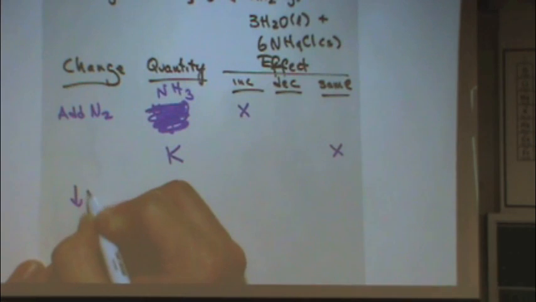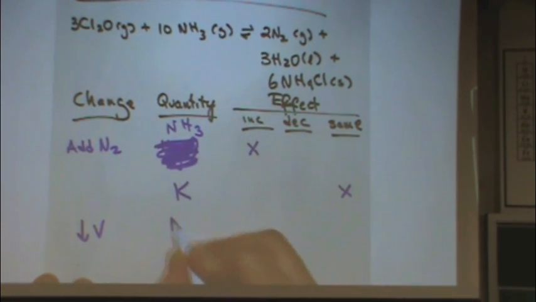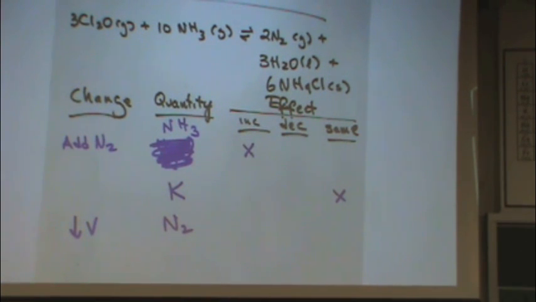All right, let's try another one. I'm going to decrease the volume, and I want to know the effect on N2 concentration or partial pressure. So first, which way will it shift? On the left, how many moles of gas do we have? 13, 3 and 10. And on the right, I have how many moles? Just 2. Remember, it's just gas. Don't count the liquid or solid. So it's going to shift to the side where there are fewer moles.